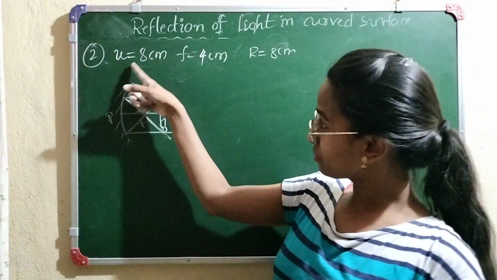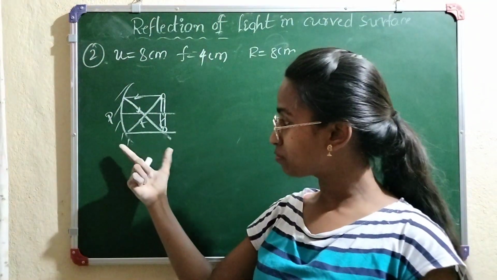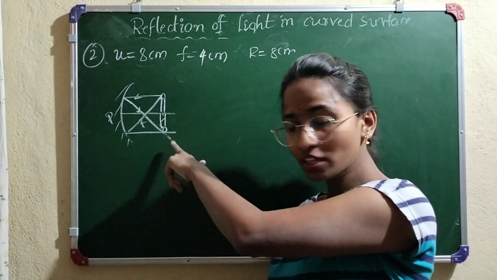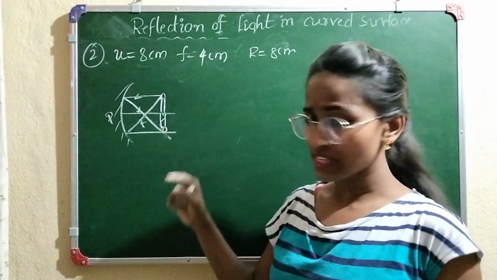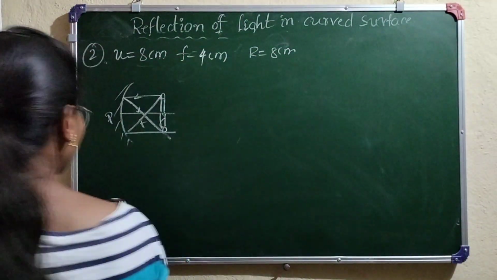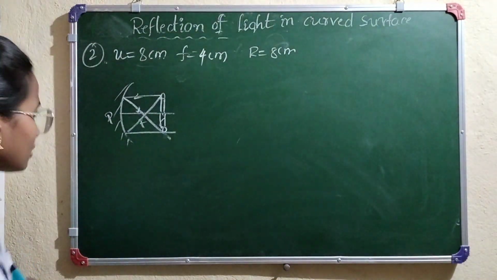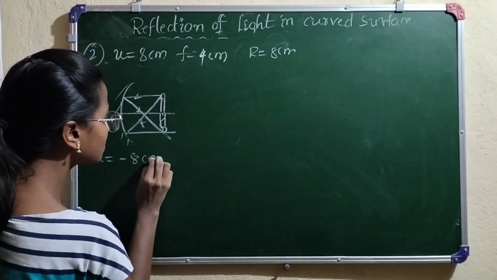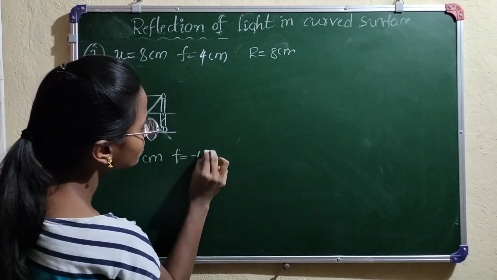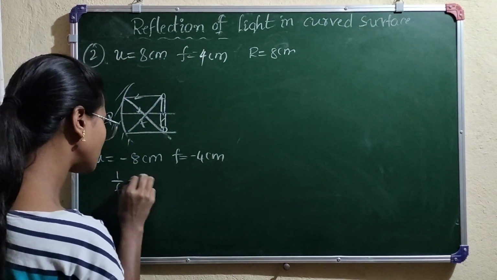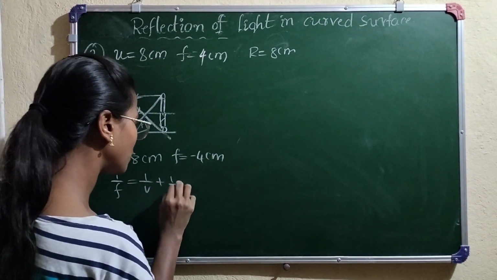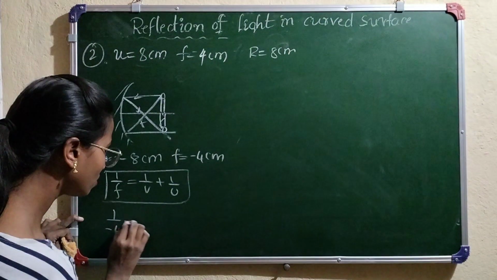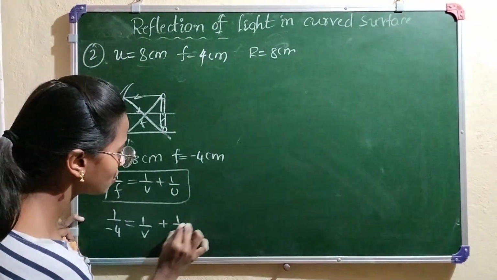For this case, by calculation, we will see whether we get the same value or not. Here the properties we already know: real and inverted, and same size, which means magnification we have to get is 1. We'll see whether we get that 1 or not. Now let me try. First we have to apply the sign convention. U is equal to minus 8 centimeters and F is equal to minus 4 centimeters. Now 1 by F is equal to 1 by V plus 1 by U. So 1 by minus 4 is equal to 1 by V, which we don't know, plus 1 by minus 8.